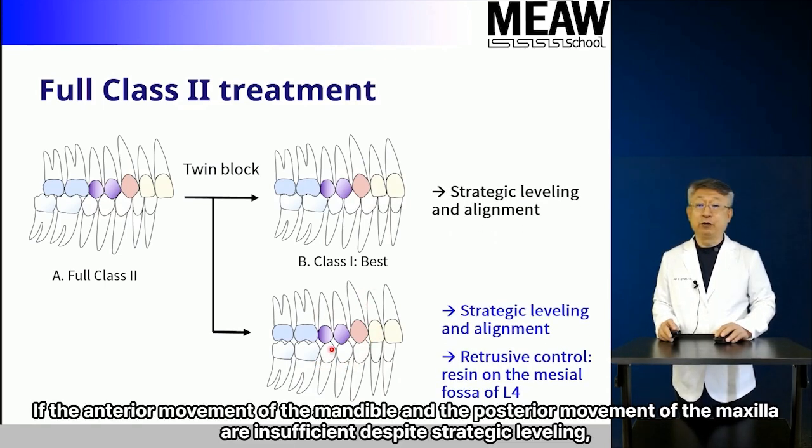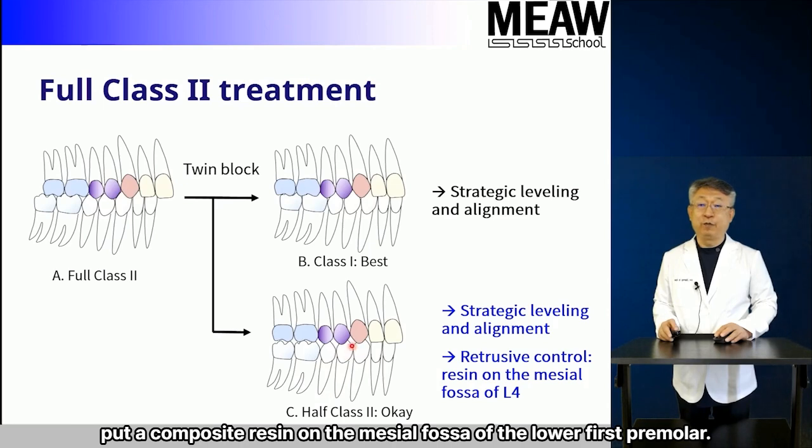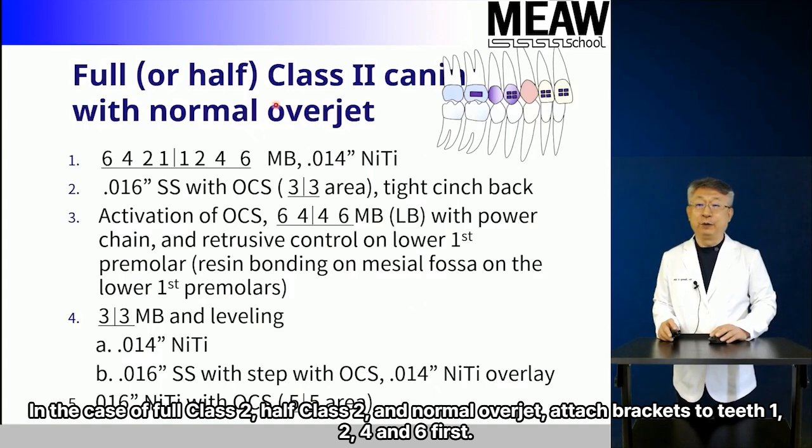If the anterior movement of the mandible and the posterior movement of the maxilla are insufficient despite strategic leveling, put a composite resin on the mesial fossa of the lower first premolar. In the case of full class 2, half class 2, and normal overjet, attach brackets to teeth 1, 2, 4, and 6 first.